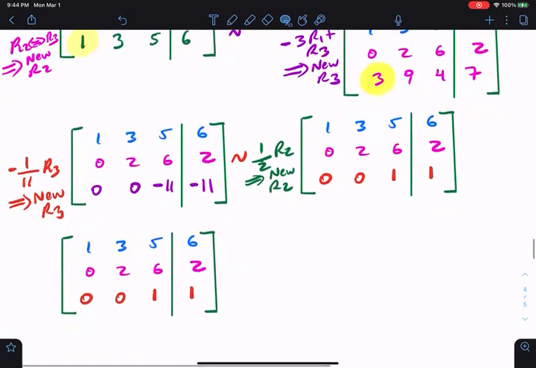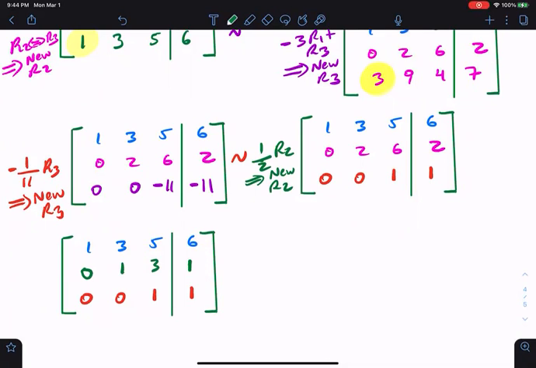So what's changing? Row 2 only, right? So this is going to change. The claim was that I need to multiply by 1/2. So 1/2 times all the elements in row 2. 1/2 times 0 is 0. 1/2 times 2 is 1. 1/2 times 6 is 3. 1/2 times 2 is 1. Now it's easier for me to compute, right?